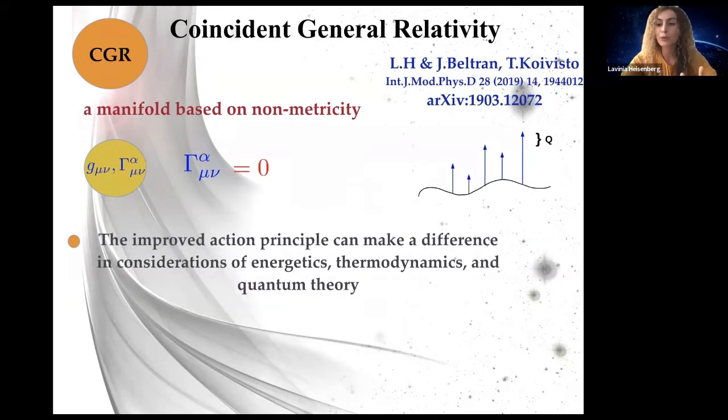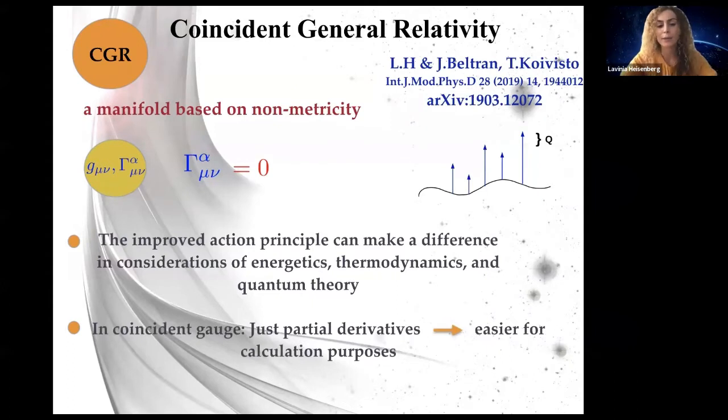And so this improved action principle can also make huge differences in considerations of energetics, thermodynamics, and quantum theory that we are investigating in our group. So for instance, for the computation of the entropy of a black hole, or for the canonical quantization of general relativity, and so on. And yeah, in coincident gauge, for some concrete purposes, it might also be easier to work in coincident general relativity because then you have just partial derivatives. And that might be easier for some calculation purposes.